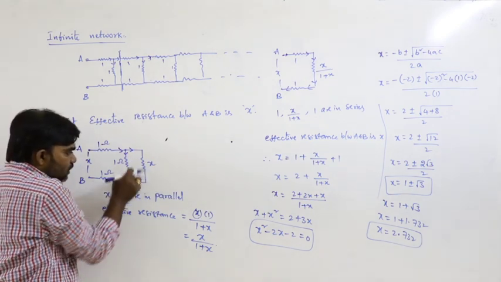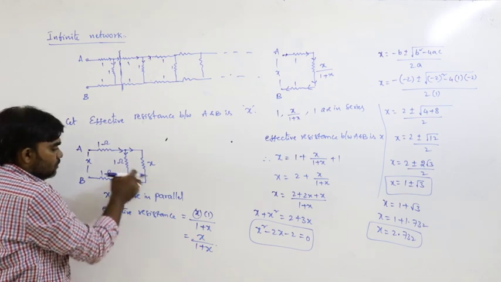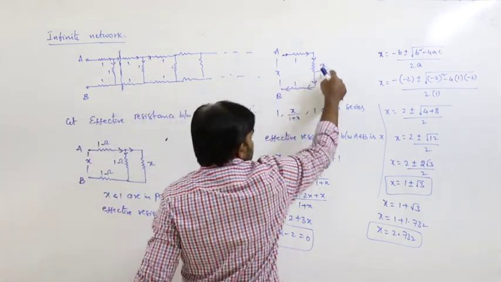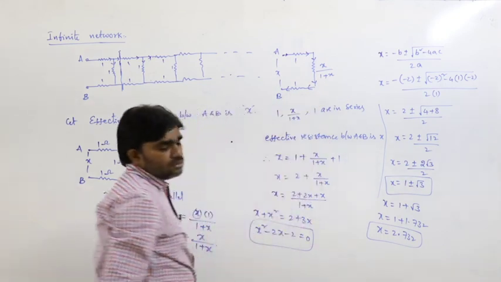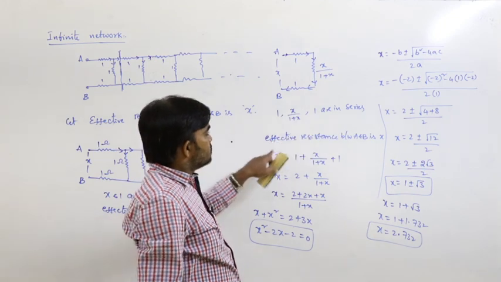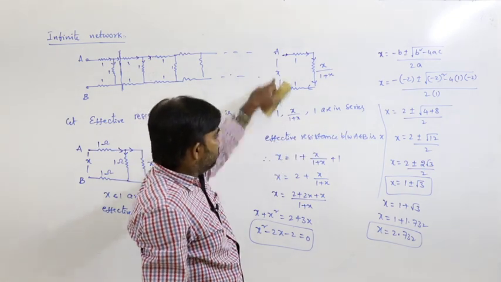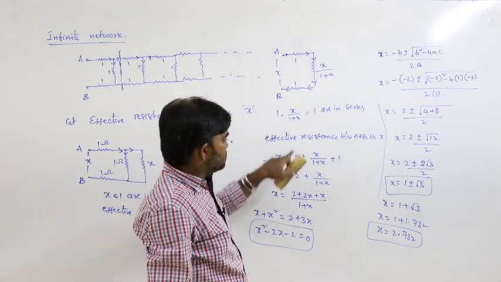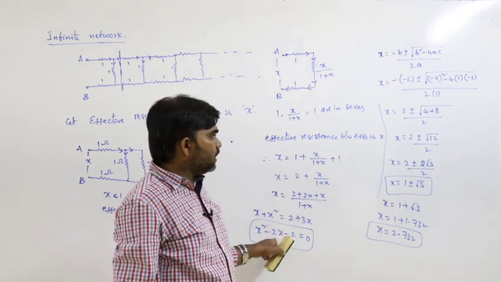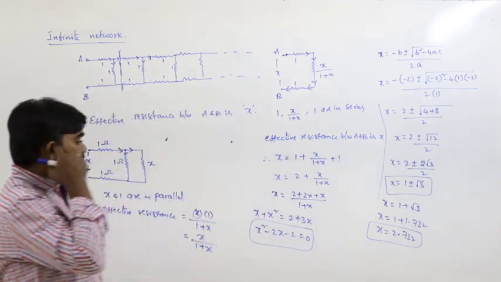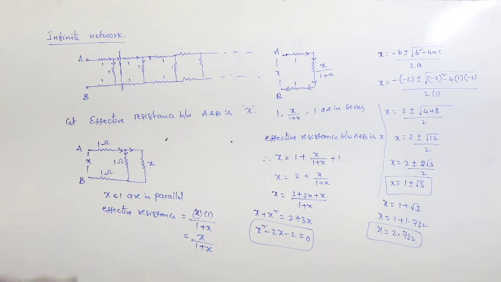So here x and 1 are in parallel, giving x by 1 plus x. Here 1, x by 1 plus x, and 1 are in series. So the effective resistance between A and B is x, and these are in series like this. This is the quadratic equation and these are the roots. The x value is 2.732. This is the way to solve an infinite network.